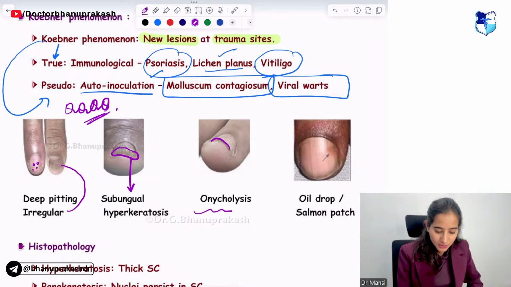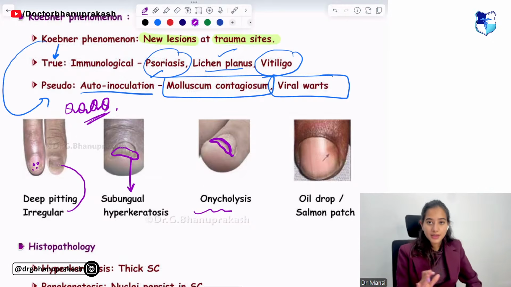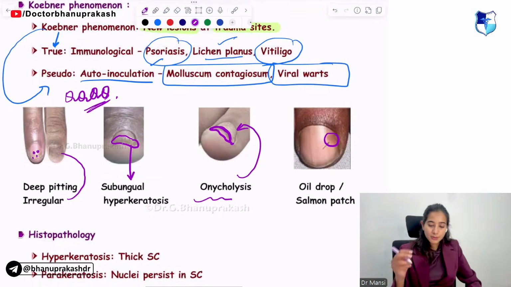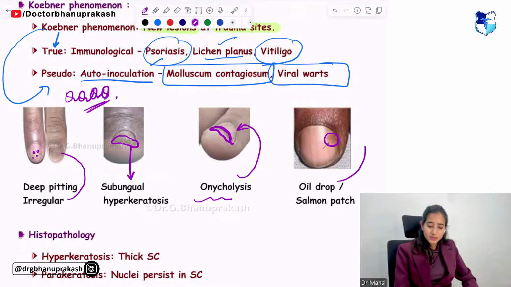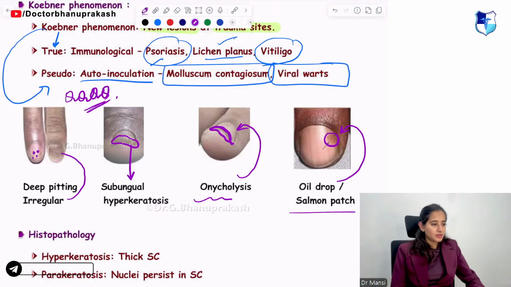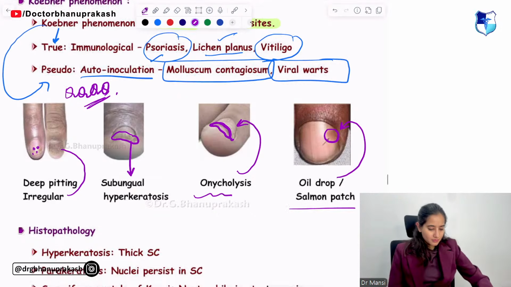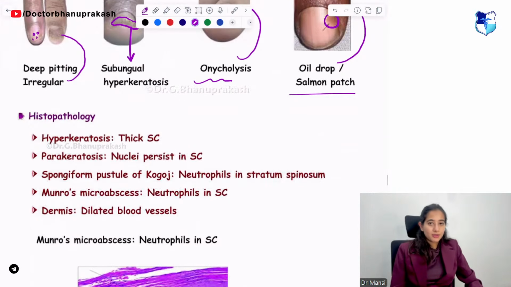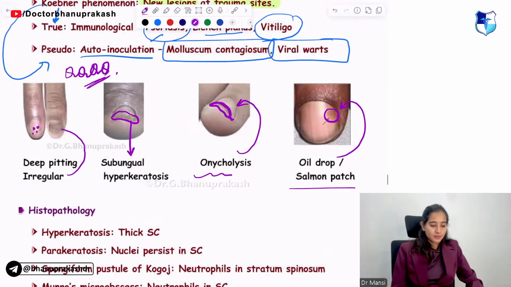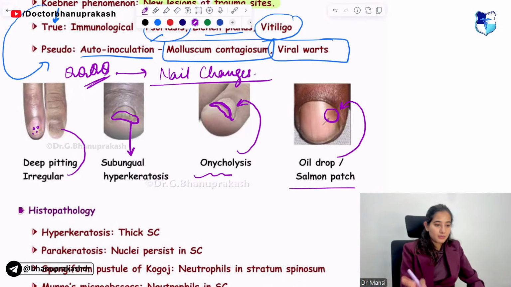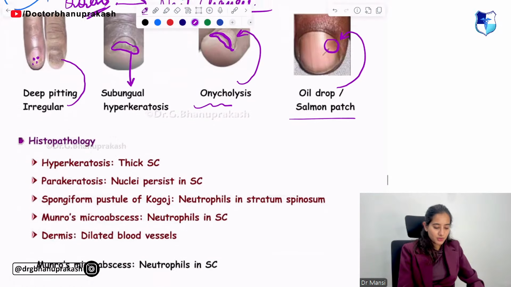And there is onycholysis. If you can see, part of this nail is lysed, is broken. So this is onycholysis. And then this kind of as if some oil has been there, this is oil drop or salmon patch sign. So you remember it only with the images. I hope you're able to understand everything. Please make sure that you remember all the nail changes that can be given in the question as an image based thing.